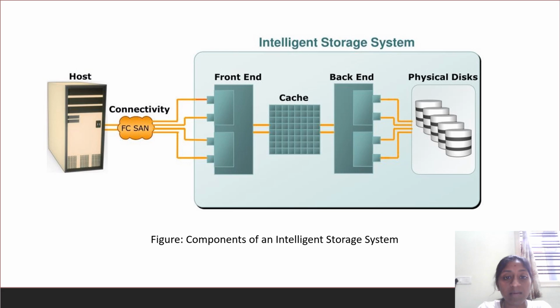This is a diagram which represents the components of an intelligent storage system, wherein we can see the front end, the first component, the second component is cache, the third component is backend, and the last one is physical disks.